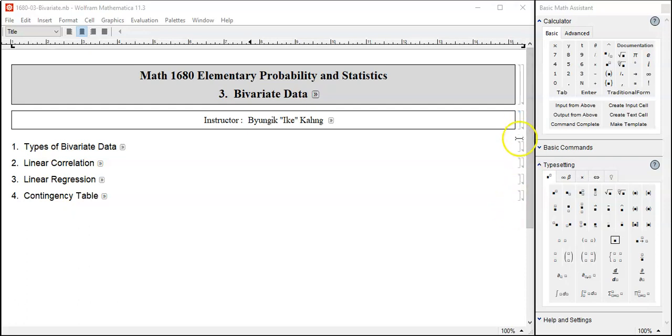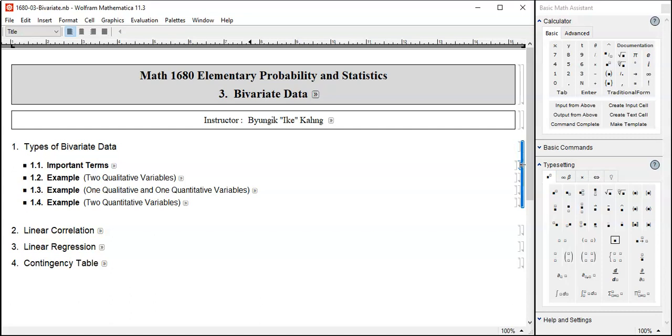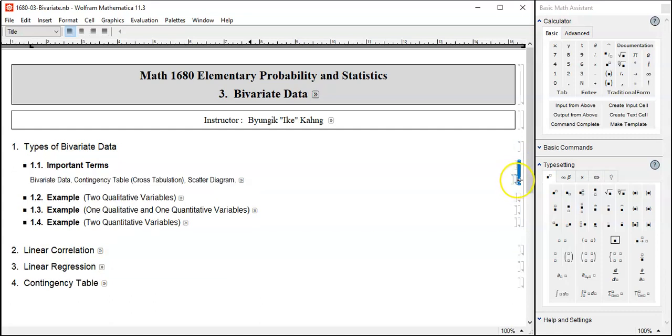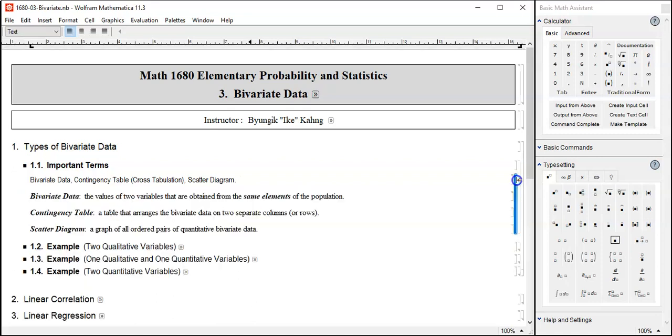Section 1, Types of Bivariate Data. What exactly do you mean by bivariate data? What is it? Bi means two, variate means changing, varying, so we are talking about two variables. But of course, this is a math course, so not any two variables. There gotta be some mathematical rule. Here's the rule: the values of two variables that are obtained from the same elements of the population. This is the key. Same elements of the population.